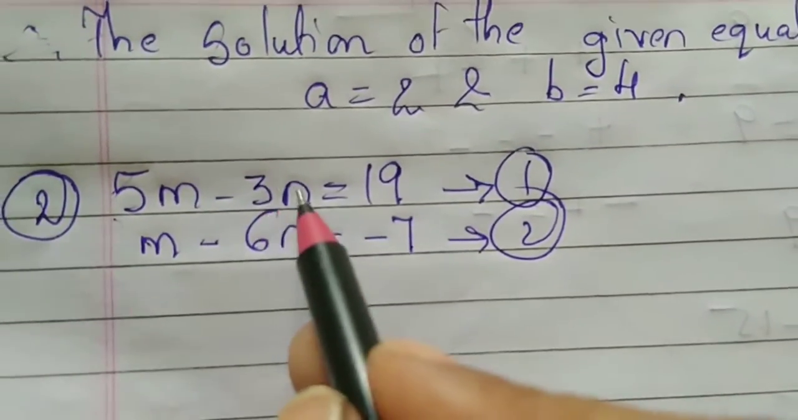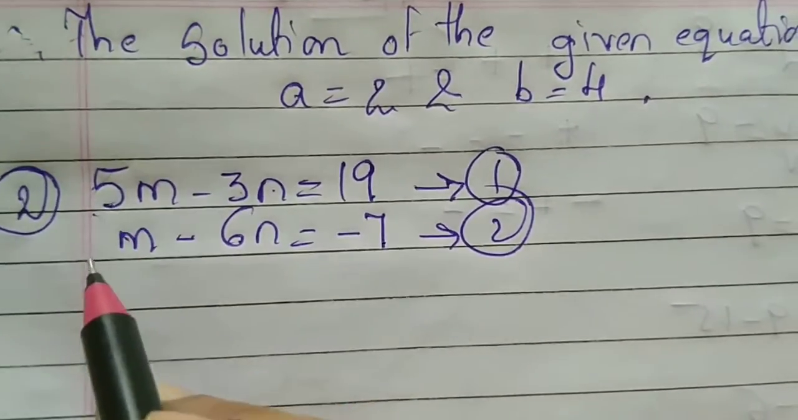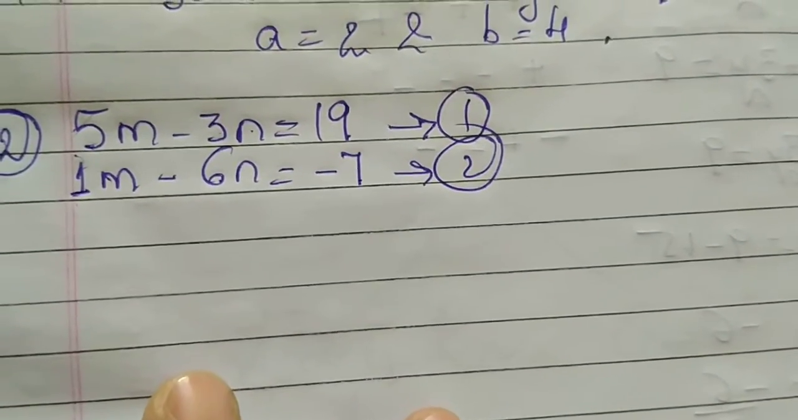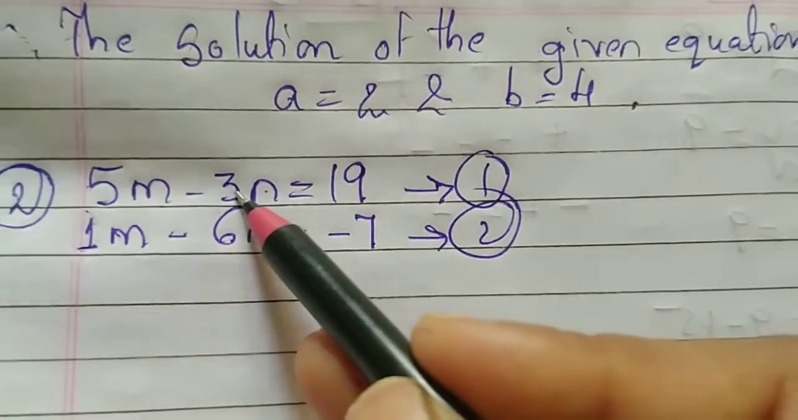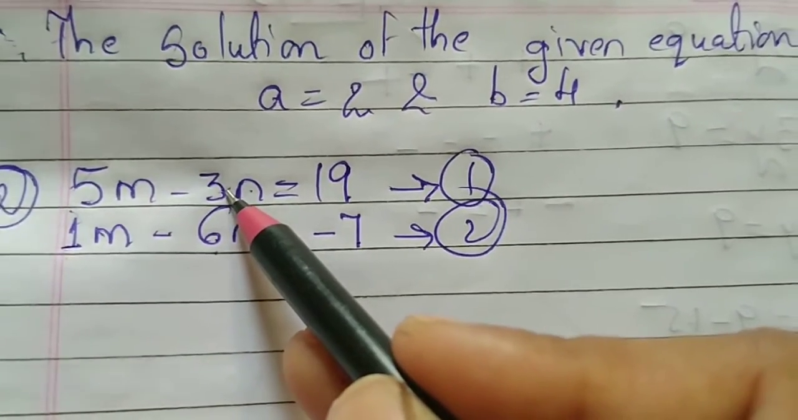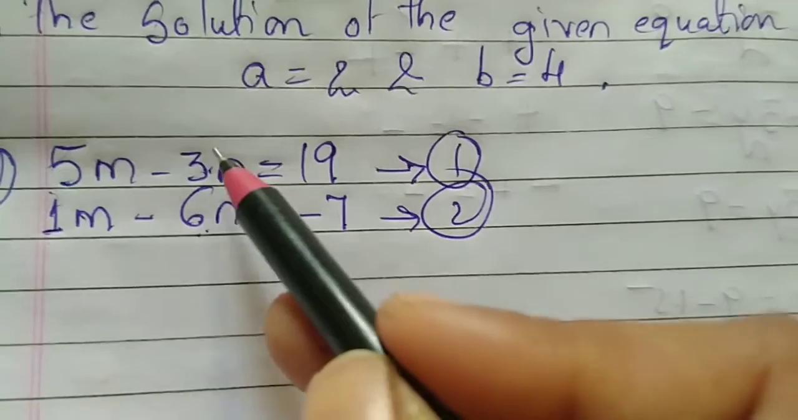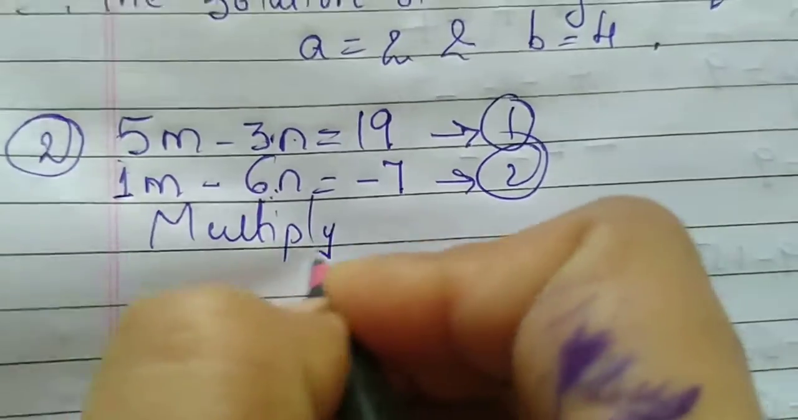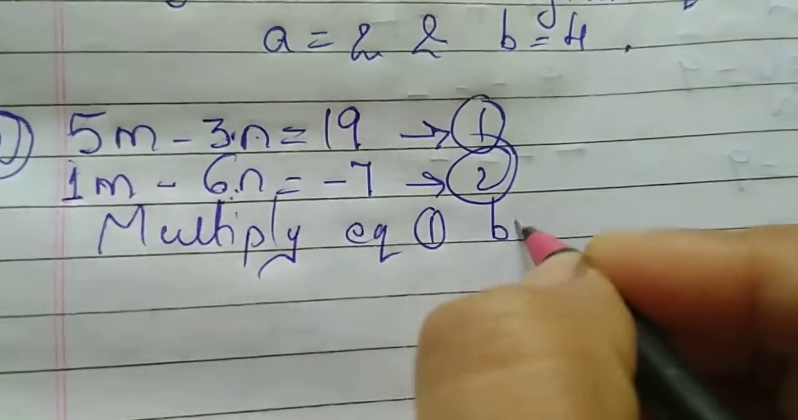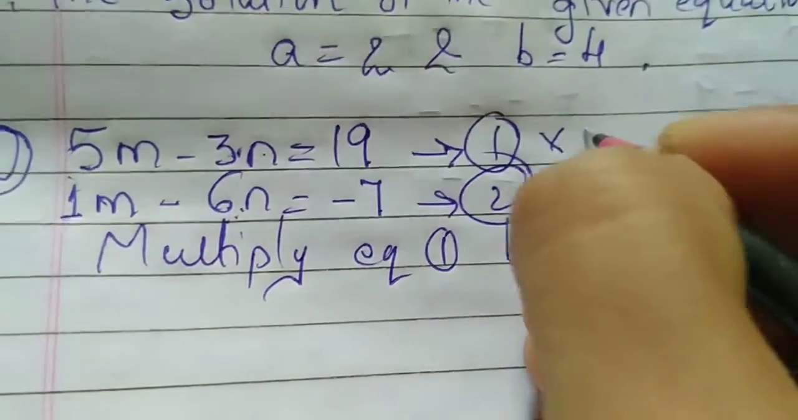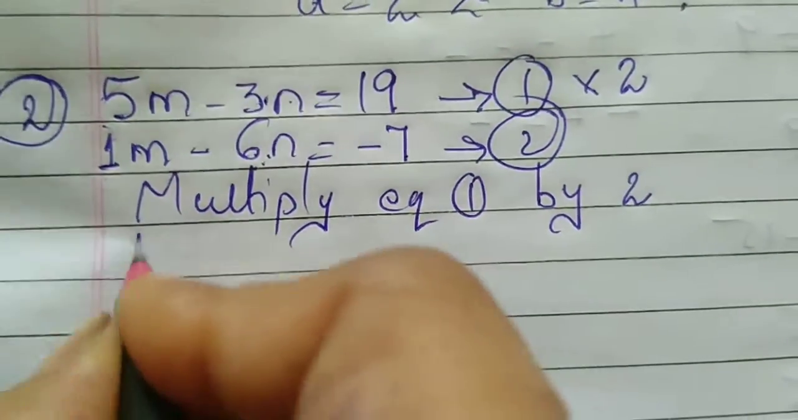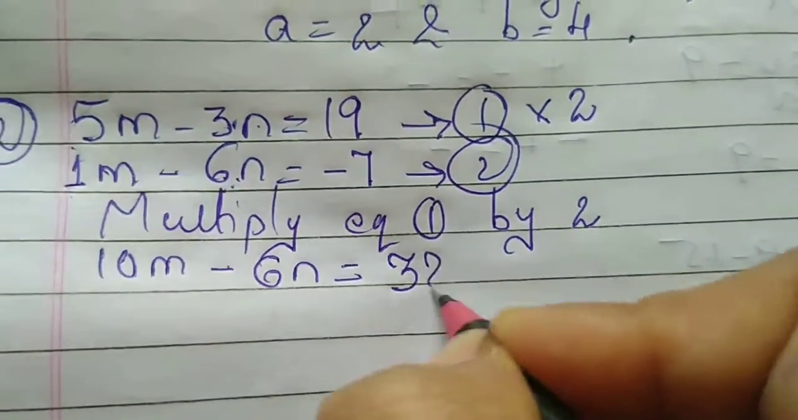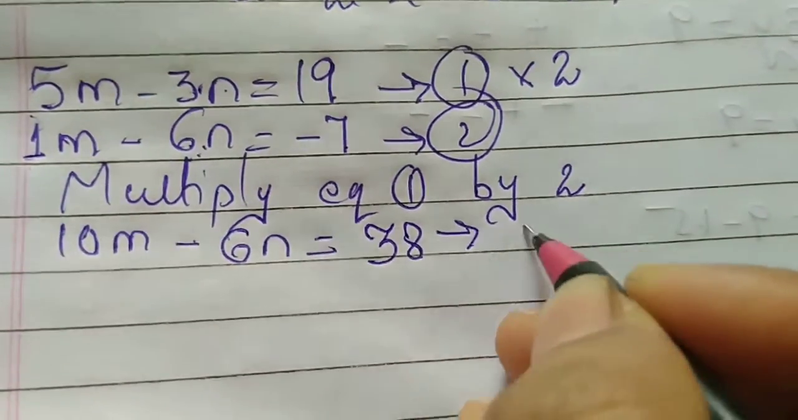Now here you will see the coefficients are not same, children. Here this is 5 and this is 1. No number means it is 1. So first of all I have to make the coefficient same. Here you will see this is 3 and this is 6. So I can change this 3 to 6 by multiplying by 2. So I am writing multiply equation 1 by 2. 5 2s are 10m minus 3 2s are 6n is equal to 19 2s are 38. That is my equation number 3.